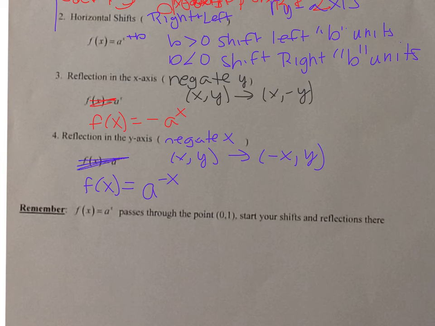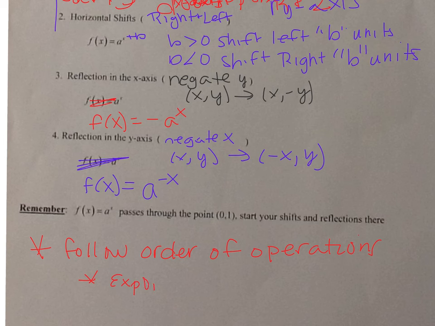All right, so one thing to remember about an exponential is that f of x equals a to the x power, your basic exponential, passes through the point (0, 1). So start your shifts and reflections from there. And one other thing, put this down at the bottom. When you do transformations with exponential functions, you have to follow order of operations. So you have to make sure you do exponents first. So you might not necessarily do your reflections first. Okay, so let's flip it over.